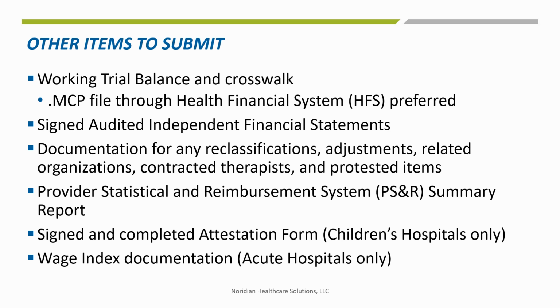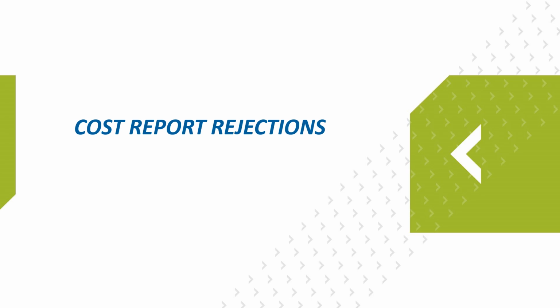reconciliation timeframes. You also need to submit the signed audited independent financial statements, documentation for any reclassifications, adjustments, related organizations, contracted therapists, and processed items, as well as the PSNR summary report. And for children's hospitals, be sure to include a signed and completed attestation form, and acute hospitals need to submit their wage index documentation. Next, we will cover cost report rejections, common rejection errors, and what you can do next.